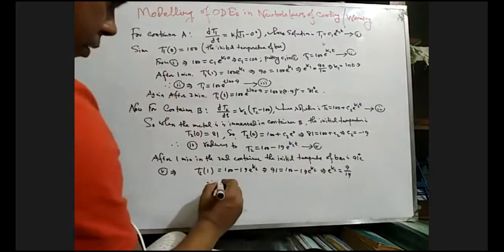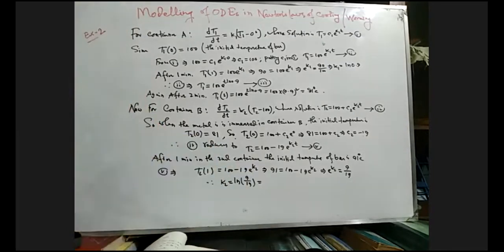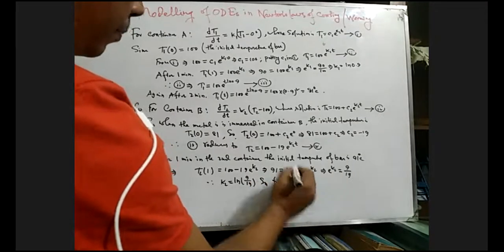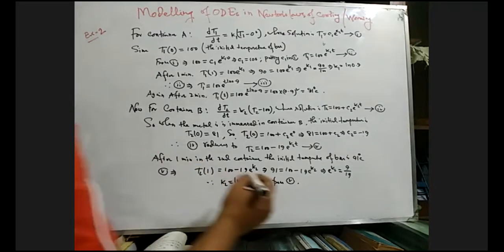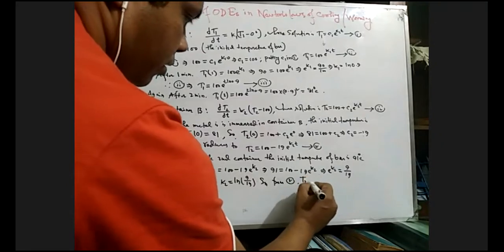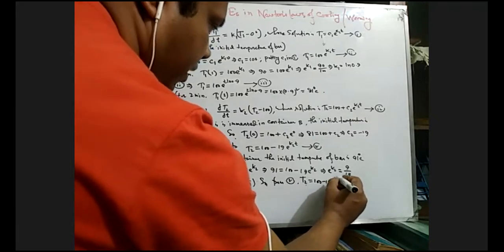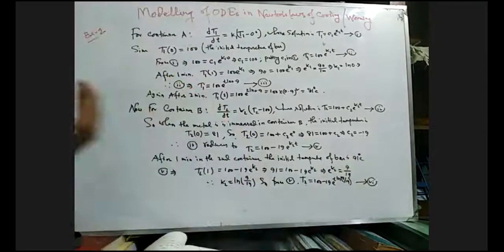Therefore k2 equals ln 9 by 19. From equation 5, T2 equals 100 minus 19 e to the power t ln 9 by 19. This is equation number 6.